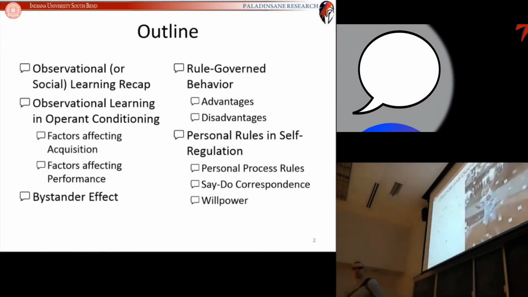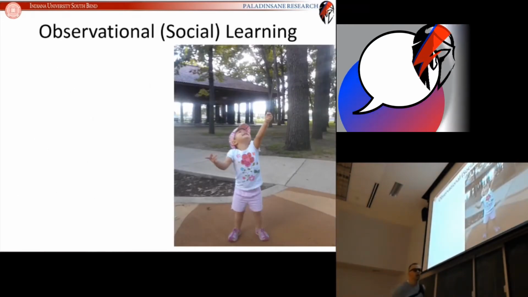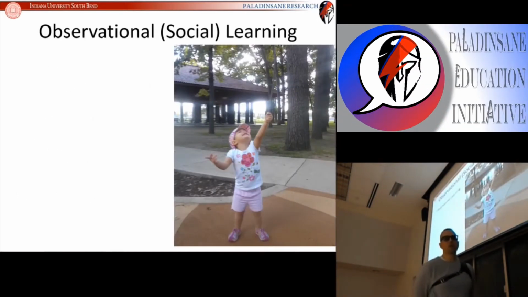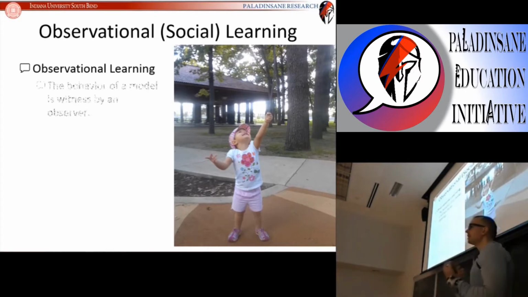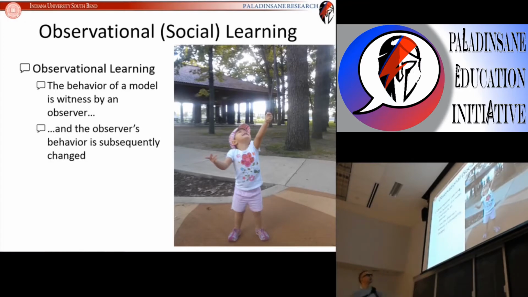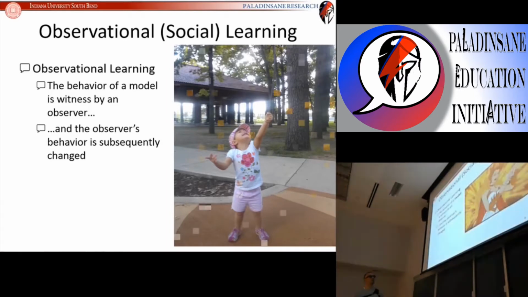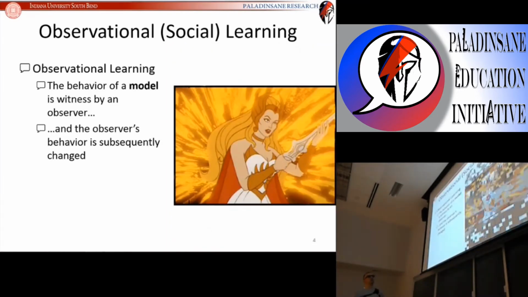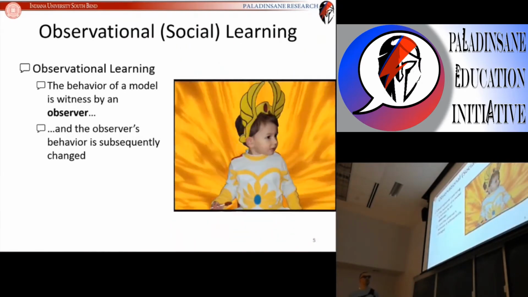So we'll begin with just a quick recap. If you recall, observational learning is also called social learning. This is where the behavior of an observer is affected or changed by witnessing a model. So a model is witnessed by an observer. That's the model right there. That would be the observer right there. And because of the model's actions, the observer's behaviors are changed. That's the essence of observational learning.